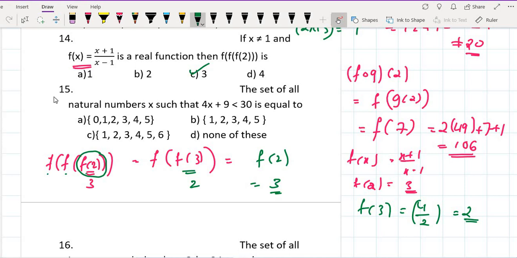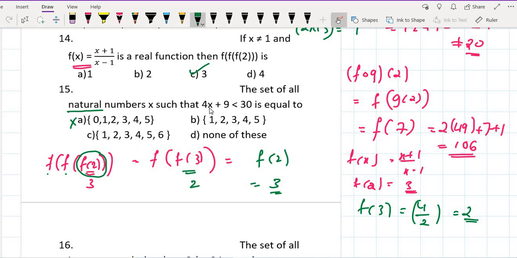Consider question number 15. The set of all natural numbers x such that 4x plus 9 less than 30 is equal to, see, the sets are given. Consider x values one by one: 0, 1, 2, 3, 4, 5 like that. But remember, it is the set of all natural numbers. So we cannot consider the first option. Okay, so check with B and C.